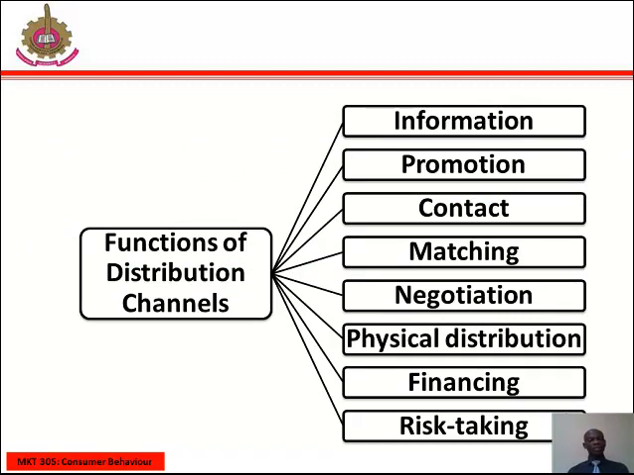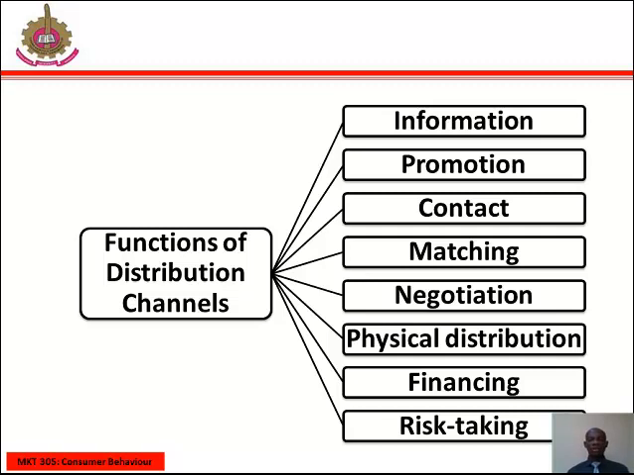What are the functions of distribution channels? The functions of distribution channels are information, promotion, contact, matching, negotiation, physical distribution, financing, and lastly, risk taking. But we are going to discuss these functions one after the other.